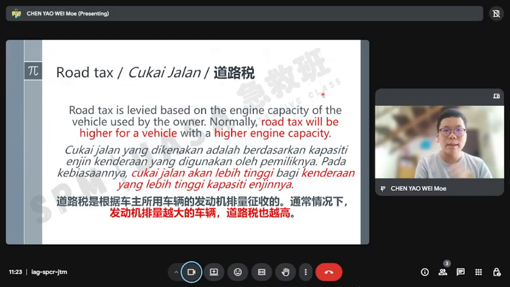Okay, in the textbook it is given, but I don't use that because sometimes it changes. The calculation is the same as auto insurance, and also the same as income tax, but there are some changes inside when you calculate the road tax.